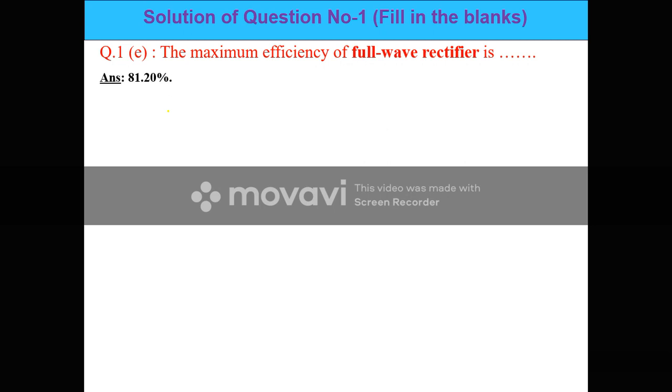Then the maximum efficiency of a full wave rectifier is 81.2%. Now we will discuss how we got to 81.2% efficiency of a full wave rectifier. Efficiency is the ratio between the DC power and the AC power. It is denoted as eta equal to PDC by PAC. That means DC power by AC power.